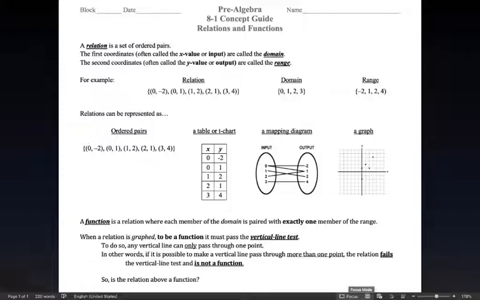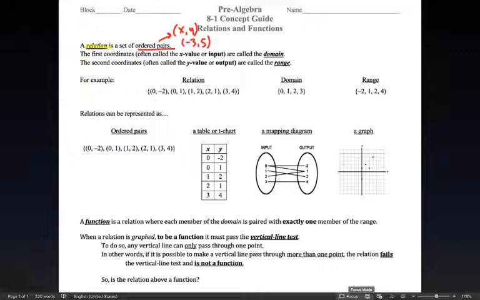All right, so this is about relations and functions. What is a relation? A relation is a set of ordered pairs. You should remember or know what an ordered pair is. That's where you have an x value and a y value in parentheses. That's a pair of x and y terms, an ordered pair. When we talk about a set of them, we're talking about more than one.